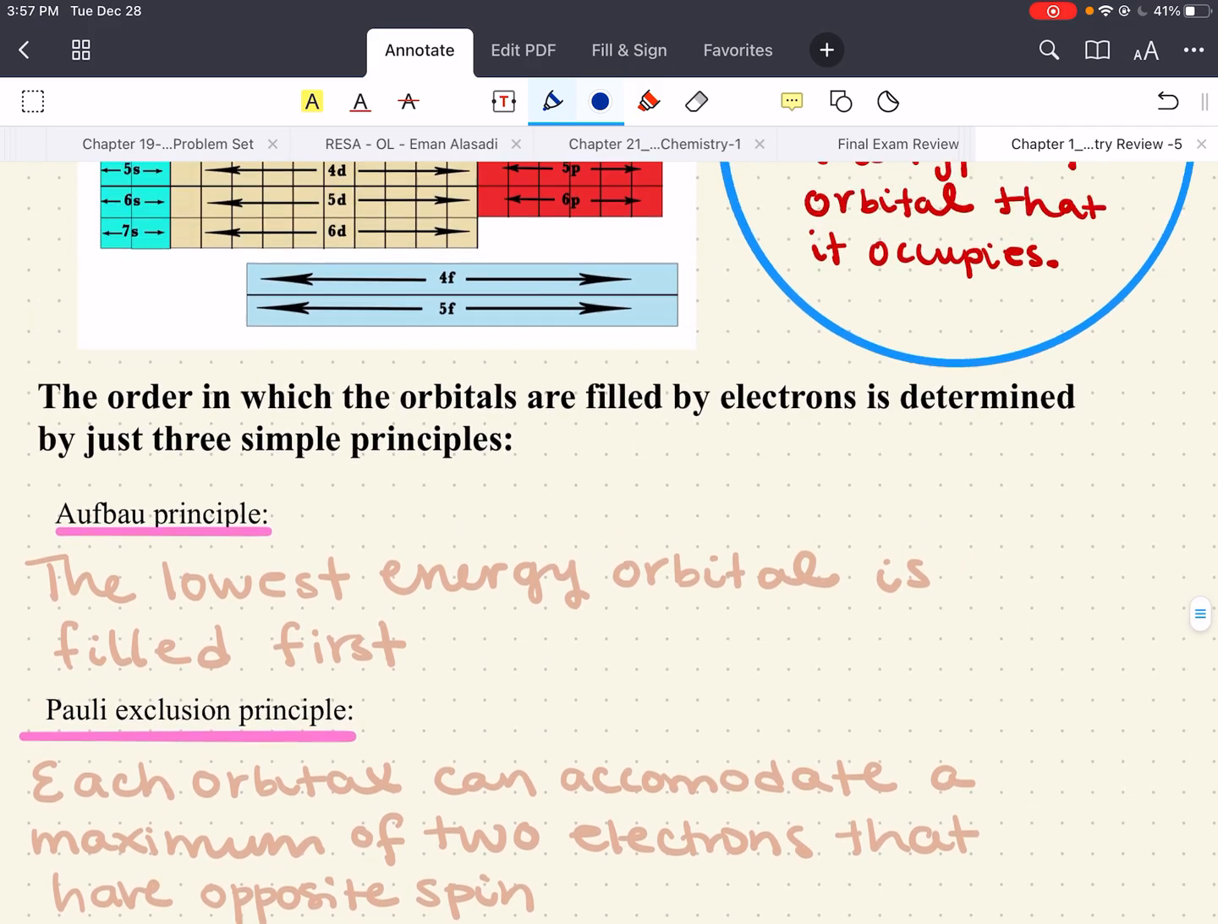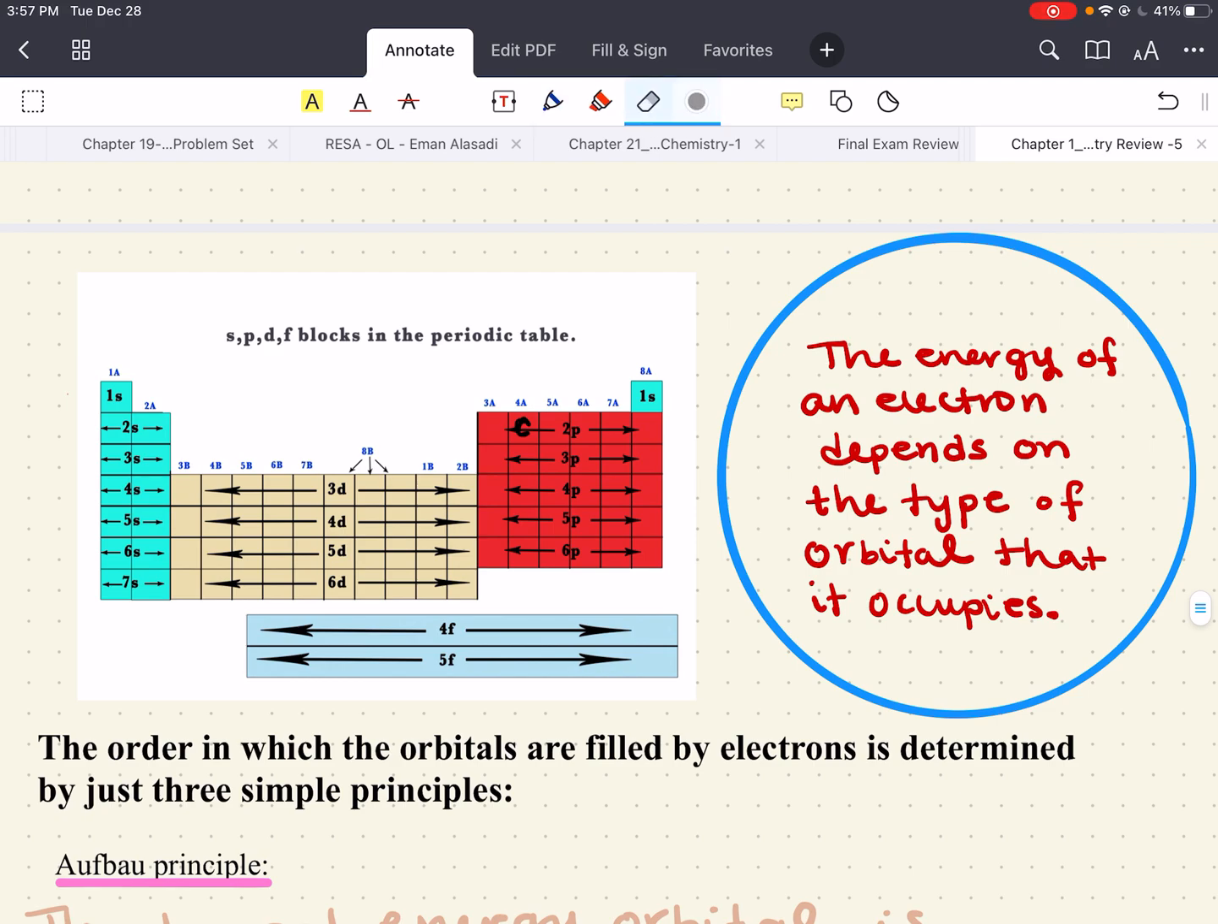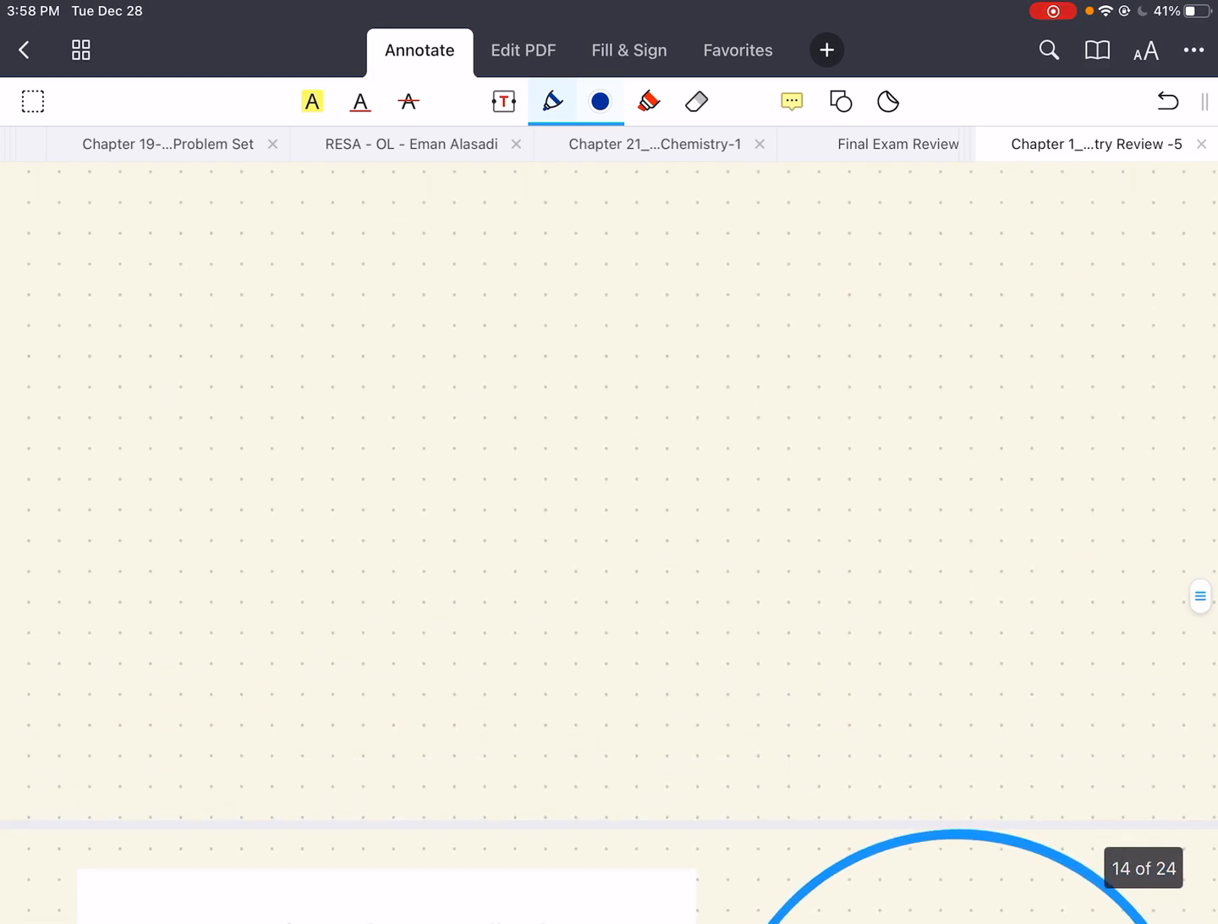So let's do an example that's going to help us restate all these three principles. Let's write out the electron configuration for carbon and then try to draw the orbitals. So carbon is right here. We've done the electron configuration for carbon already in the previous video, so let's write this out. Carbon has an electron configuration of 1s2, 2s2, 2p2.